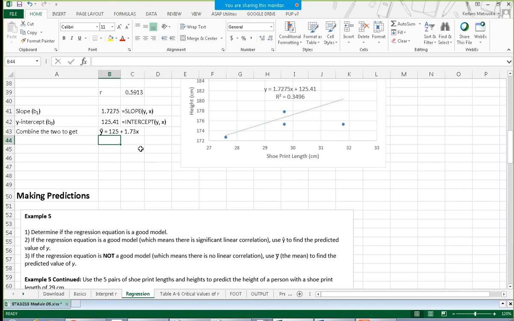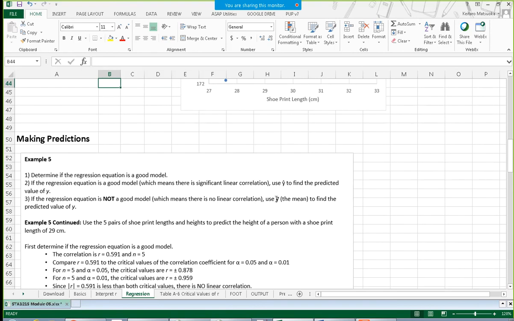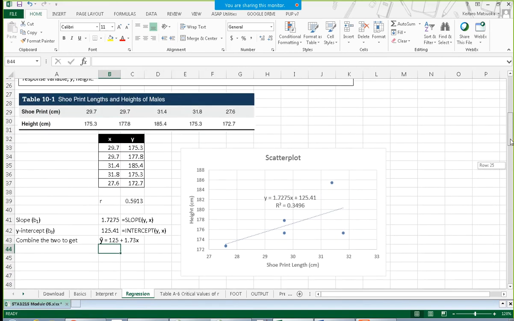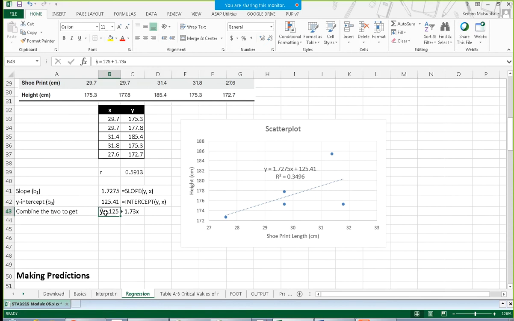If you determine the regression equation is not a good model, which sometimes you find, then you use y bar, which is similar to x bar, meaning it's the average of the y's. So what I'm saying is that if you determine this regression equation to be a good model, use it to figure out whatever the necessary y hat is. If you determine it not to be a good model, then what you do is just take the average of these numbers here.